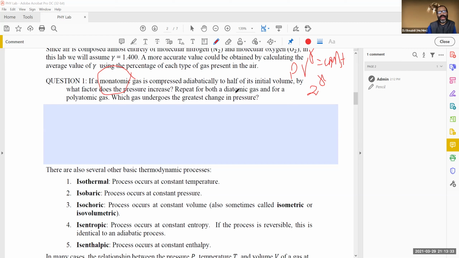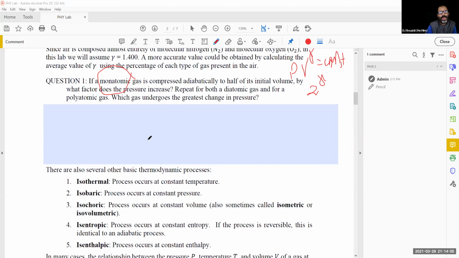Now we're going to do it for a diatomic gas. For a diatomic gas, gamma is not 1.67. It's actually 1.40. So we're going to put 2 to the power 1.40, and we'll find a smaller increase than before. And for a polyatomic gas, use the value of 1.3. So for a polyatomic gas, it's going to be 2 to the power of 1.3.